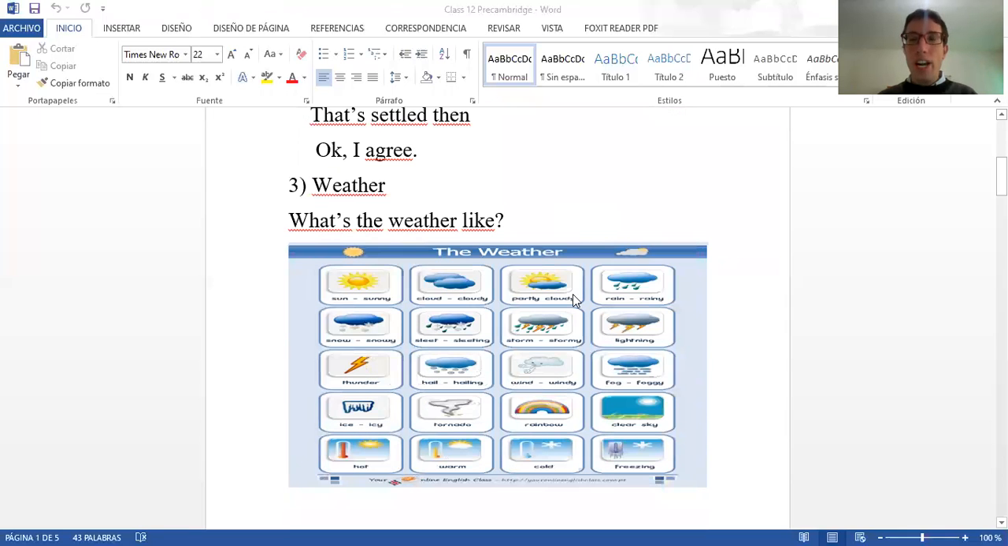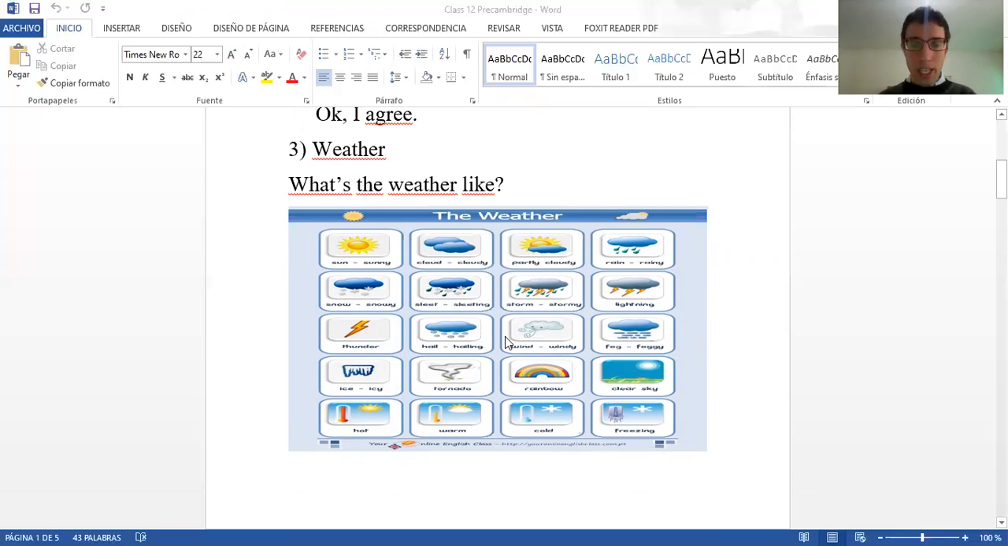Weather. What's the weather like? Remember that in English when we want to ask about the weather, we ask what's the weather like. Okay, not how's the weather, but what's the weather like. Okay, and we have here some pictures and some examples of how to describe the weather in English.